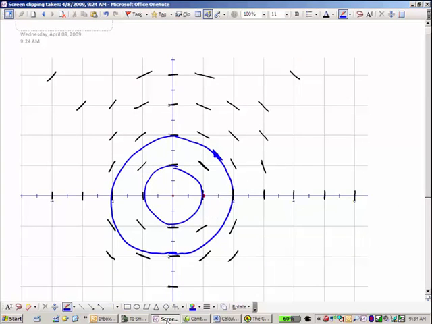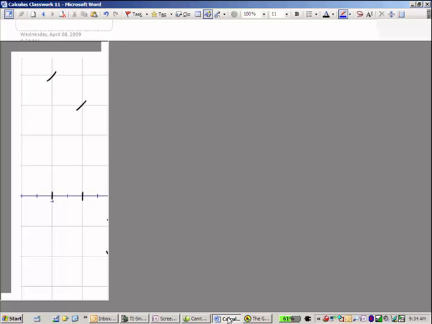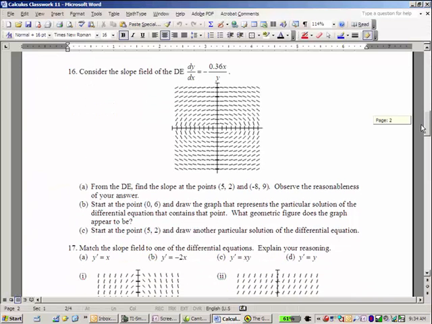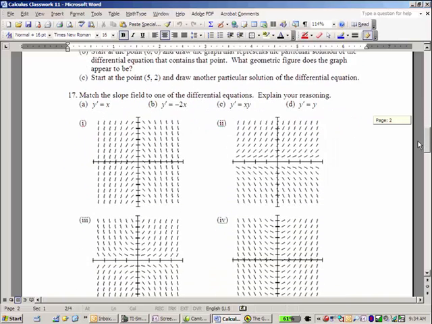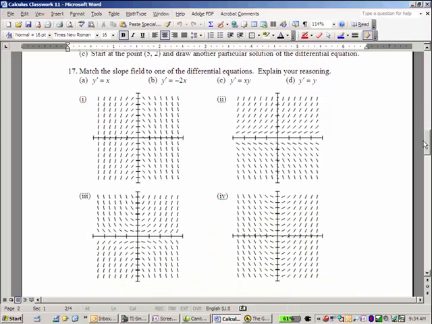All right. So let's take a look at our classwork. We'll do some matching. And we're going to start with 17. Let's see. 52. Okay.